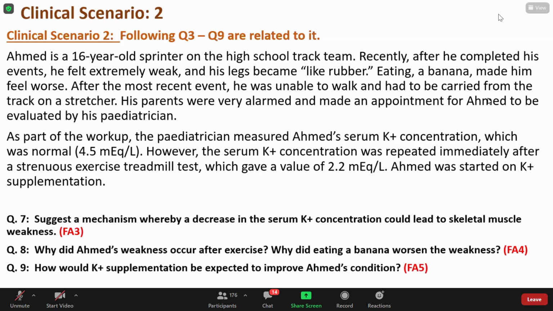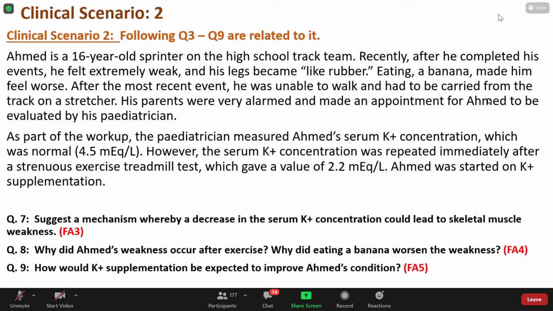Okay. Is that clear to everyone? Yes, doctor. Question number 8. Can we have FA4, please? Yes, doctor, that's me. Can you please read the question? Why did Ahmed's weakness occur after exercise? Why did eating a banana worsen his weakness?